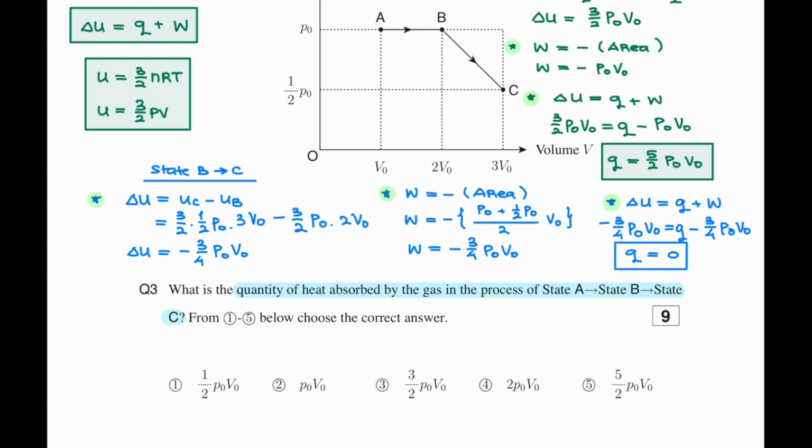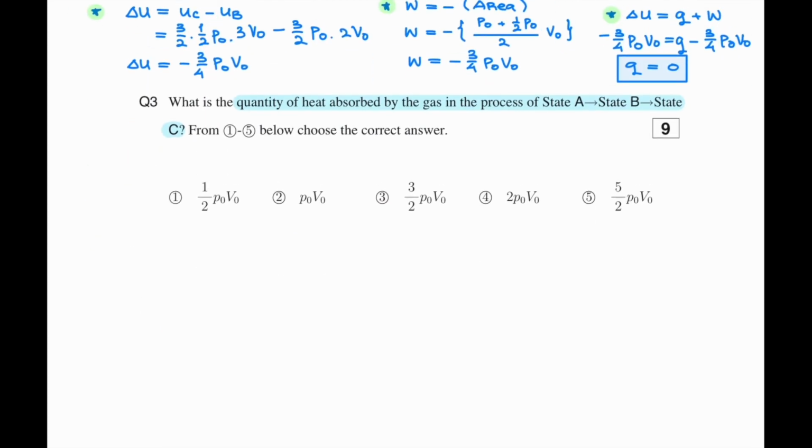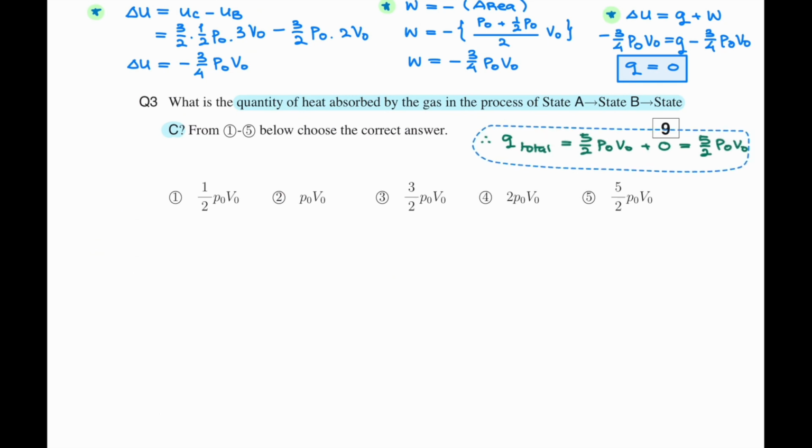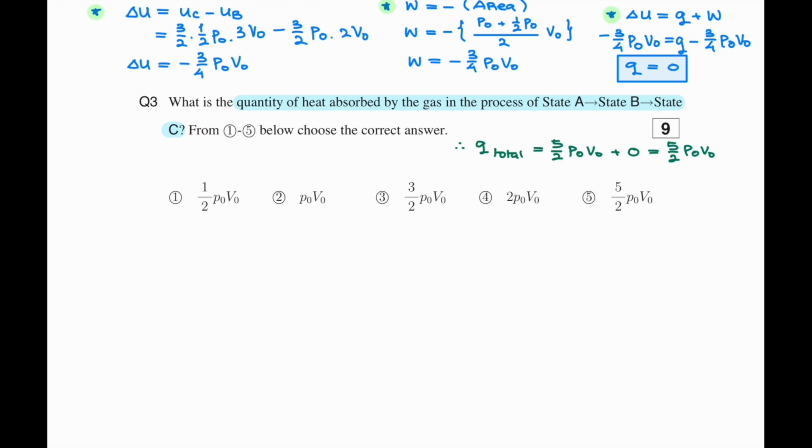So my final answer for the quantity of heat absorbed by the gas is the heat absorbed in the first process plus the heat absorbed in the second process. That means 5 over 2 PO VO plus 0. So my final answer is Q total is 5 over 2 PO VO. That leads us to the final answer in number 5.